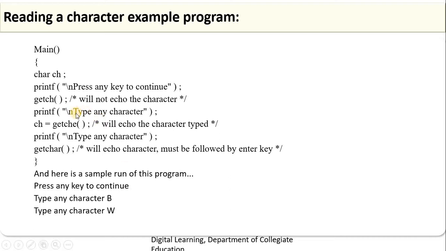Next, there is a next printf. Type any character will be displayed here. And once again, the cursor will stand still until a user enters any key. Assume now the user enters a character B. B is taken into ch, right? It's assigned to the ch variable, that is a character variable. And here getche will echo the character once again onto the screen. Thus, if a user enters B, that B is displayed on the screen once again.